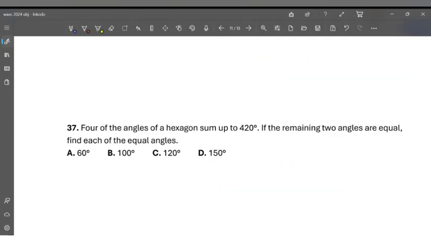Question number 37 says, 4 of the angles of a hexagon sum up to 420 degrees. Now, if the remaining 2 angles are equal, find each of the equal angles. The first thing is to know the sum of angles inside a hexagon. A hexagon has 6 sides, and the formula is n minus 2 times 180, which tells me the total number of angles I have inside that hexagon.